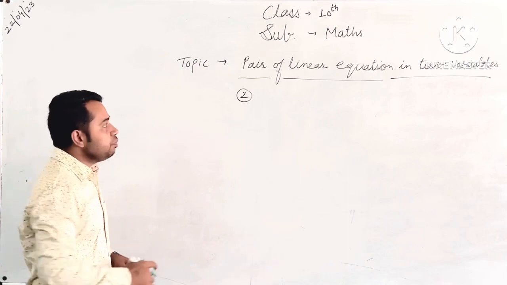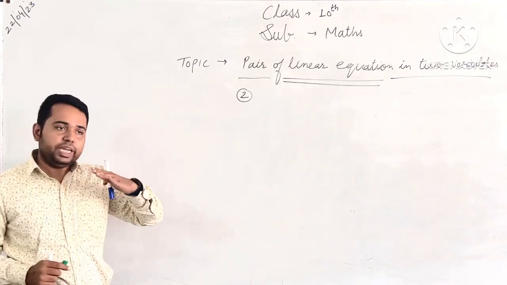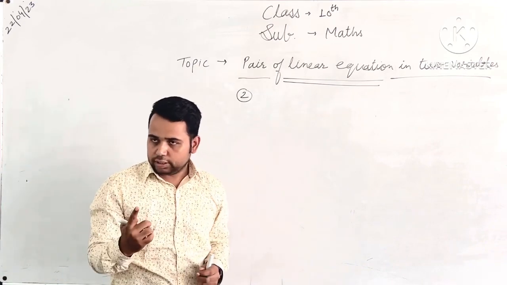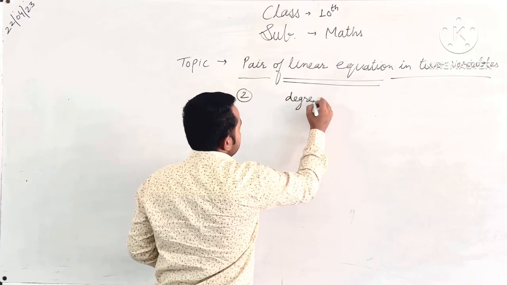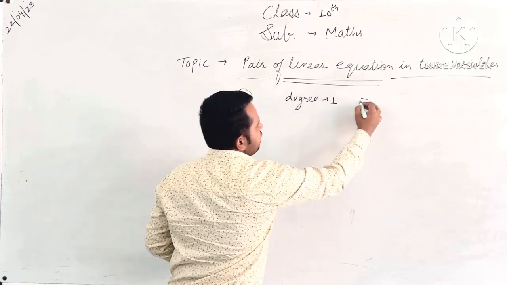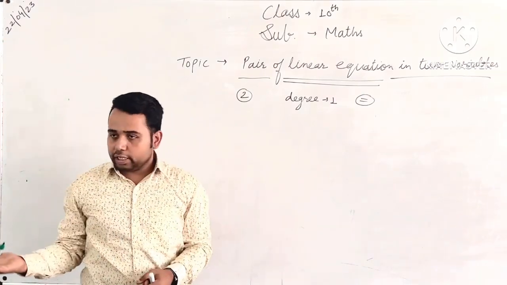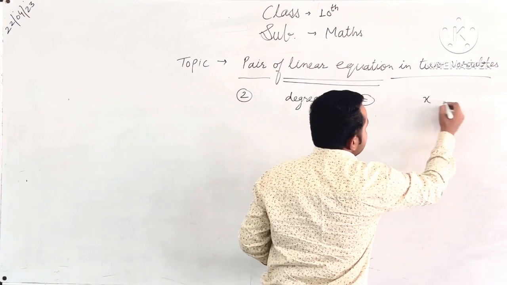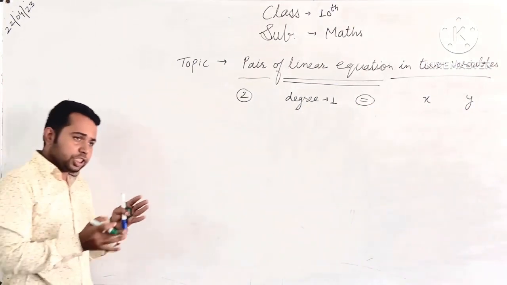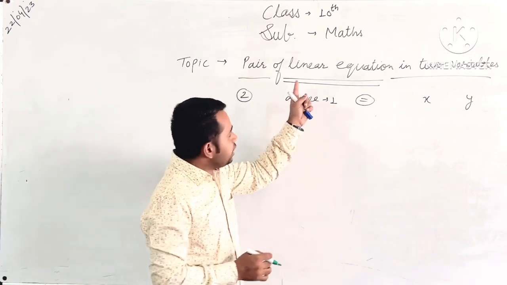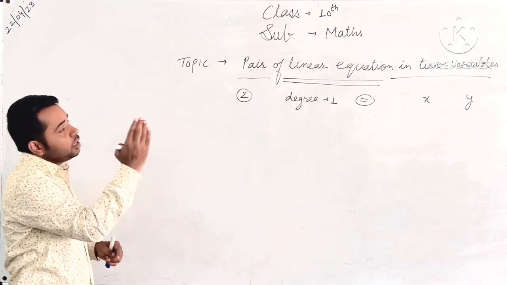Linear means what? In class 9 also you studied, when the degree of any variable is 1, that's called a linear equation. So we can say degree is 1. Equation means equal sign. And two variables means maybe x or y, maybe any other variables also. It comes x and y. First we talk about the general form of this equation. You also studied in class 8 the linear equation in one variable.